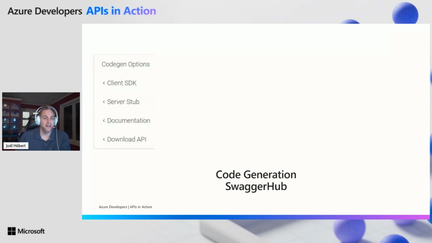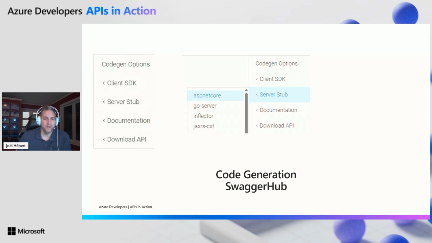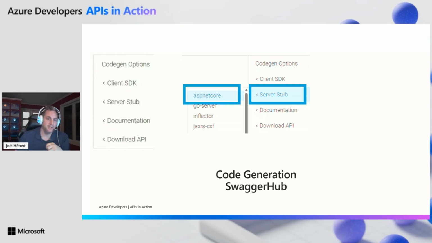It offers the client SDK or a server stub or the documentation pane or simply downloading the JSON of an API. Let's take a sample here of a real world scenario where I'm going to select the server stub and I want to generate the code for an ASP.NET Core hosted element.